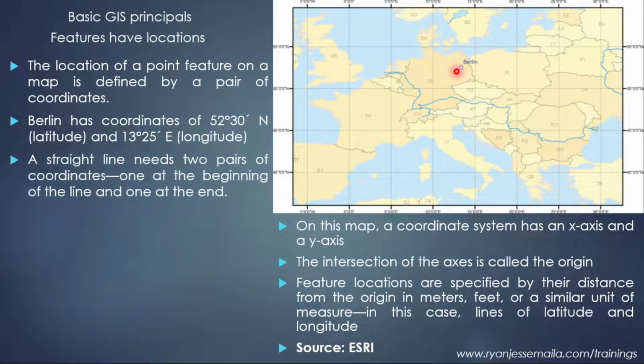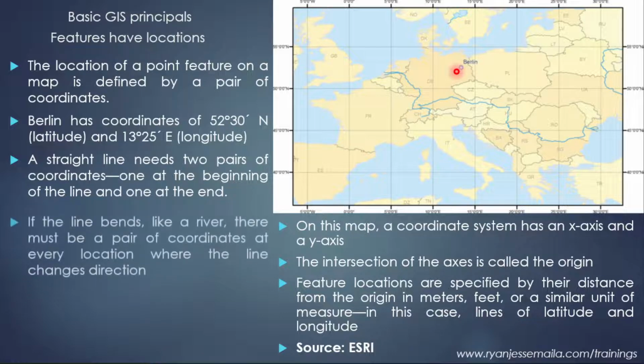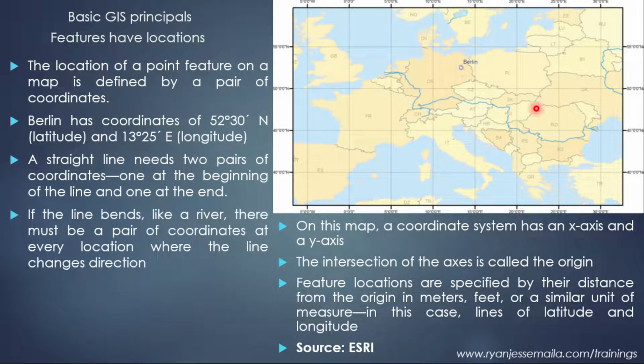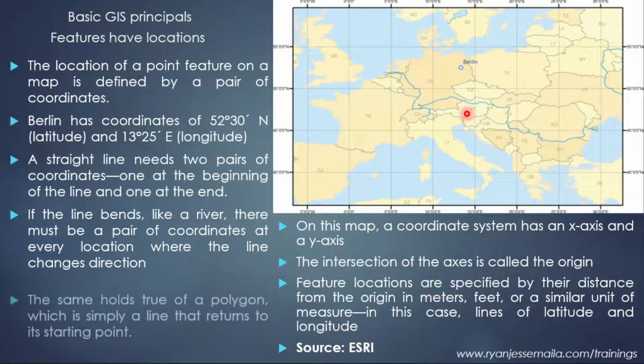A straight line needs two pairs of coordinates, one at the beginning of the line and the other at the end of that line. The line could be like this one that you are seeing here. So depending on where it's going, you need one coordinate there, another coordinate there to have a line. To have a point, you just need one coordinate. If the line bends like a river, there must be a pair of coordinates at every location where the line changes direction. That is for a line.